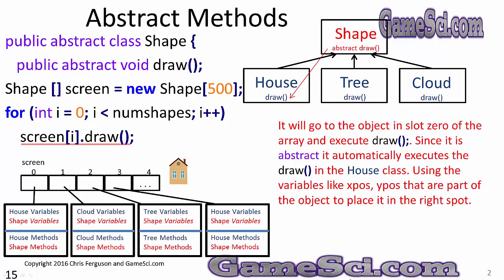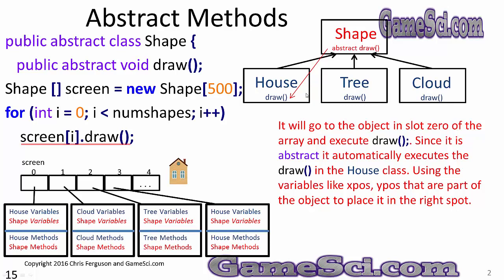Since i less than numShapes was true, it went in and executed the code inside the for loop. We got screen[i].draw, execute the draw method for the object in slot 0 of the array. This will go to the object in slot 0 of the array and execute its draw. Since it's abstract, it automatically executes the draw in the House class. That's what I'm showing with the arrow up here. If Shape calls draw, it'll go down the line and execute House's version of the draw.